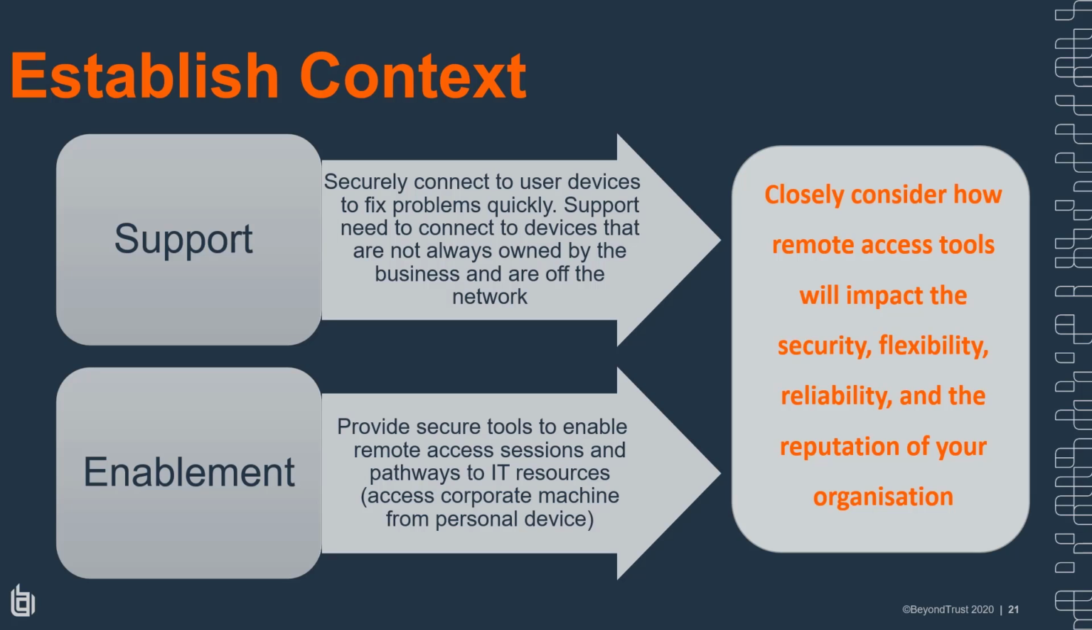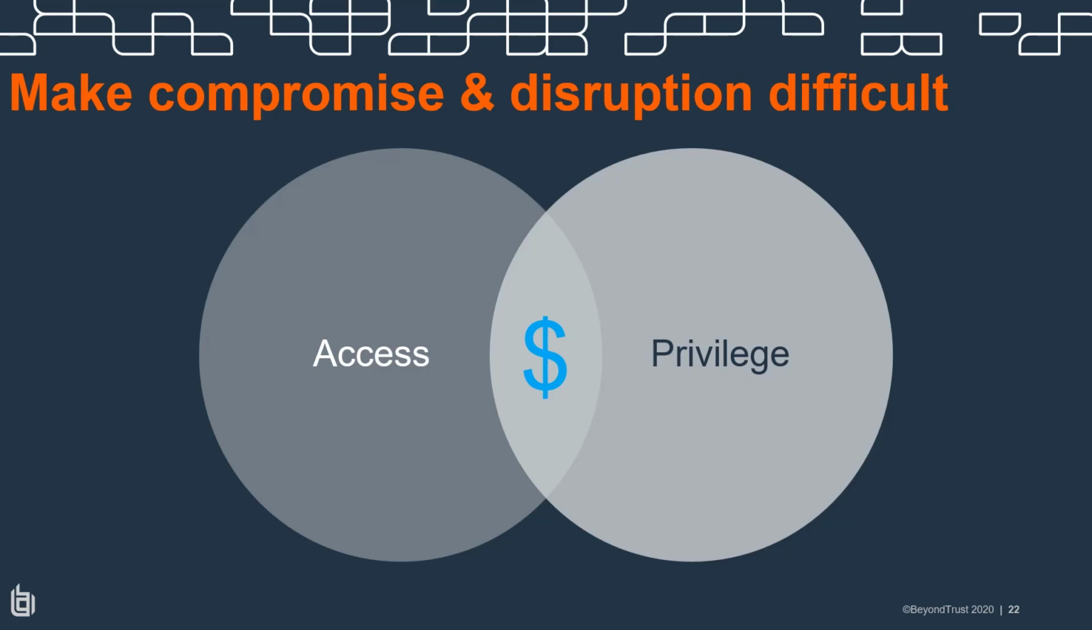So thinking back, we need to establish context for remote access. We still have two needs, and those are getting support to provide high-level services to the end users, irrespective of the devices that they are working on, and the enablement portion to allow users to connect and complete their tasks. So as an organization, we understand the context and need to make the compromise and disruption difficult. We see these two areas as being poorly managed, and then the attackers gain the benefit.